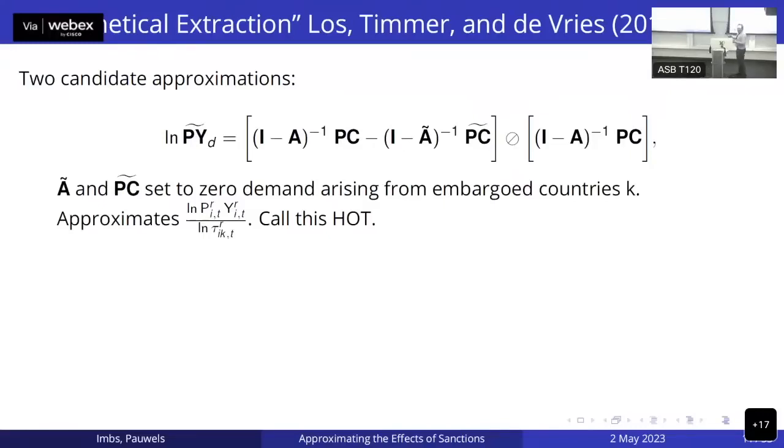essentially this A matrix here that's been modified. So we actually put values in this A matrix to 0 that correspond to the country-sector that's being embargoed. So it's all the other countries, as usual, without the countries and sectors that are being embargoed, relative to total nominal output here. Okay, so we call this HOT. This is higher order trade.